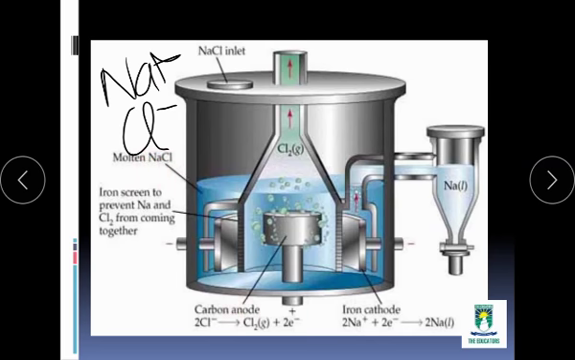All the positively charged ions will move towards the cathode, where reduction will occur, and all the negatively charged ions will move towards the anode, because the anode itself is positively charged, and at the anode oxidation will occur. When the Na positive moves towards the cathode, which is made up of iron, it will gain an electron there and be converted into sodium metal. So the Downs cell is used to prepare sodium metal.